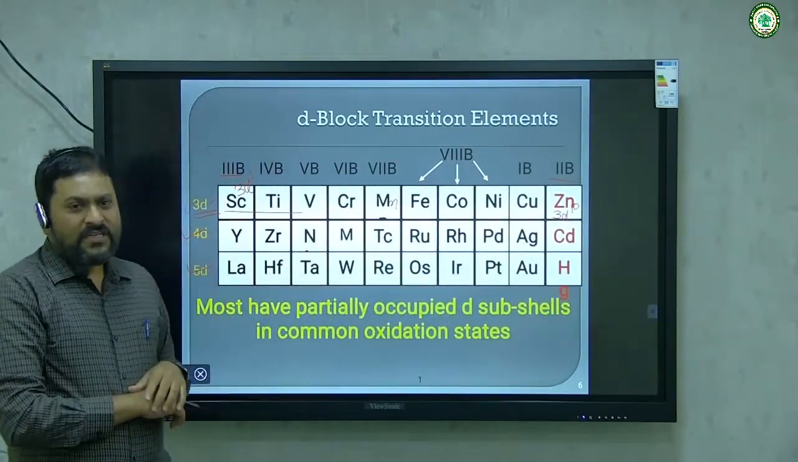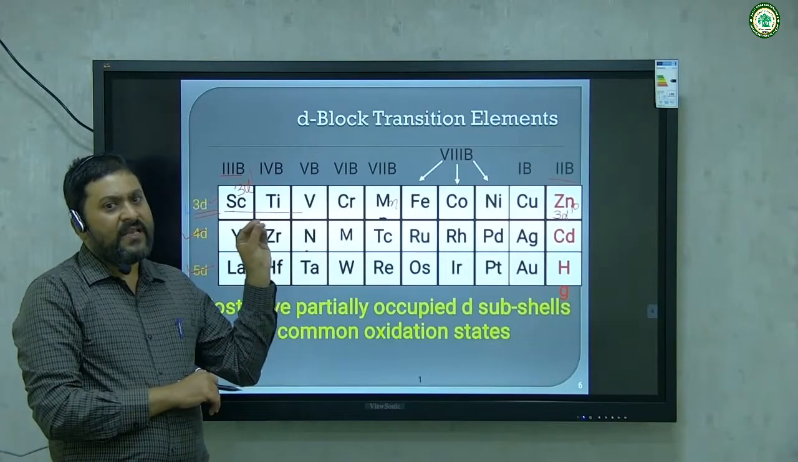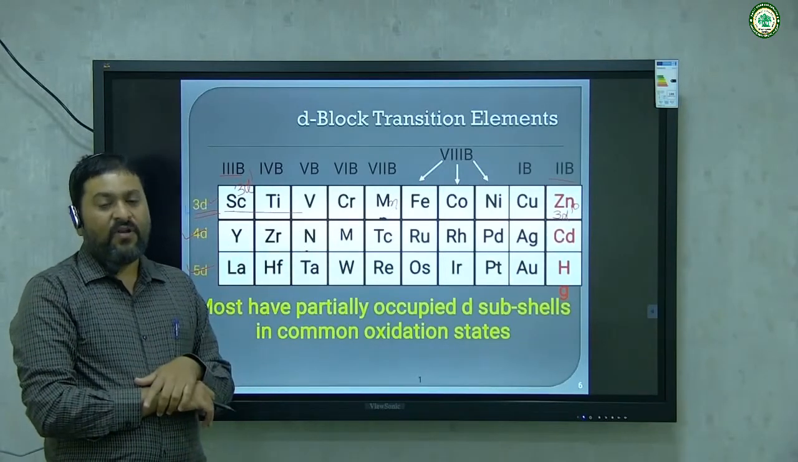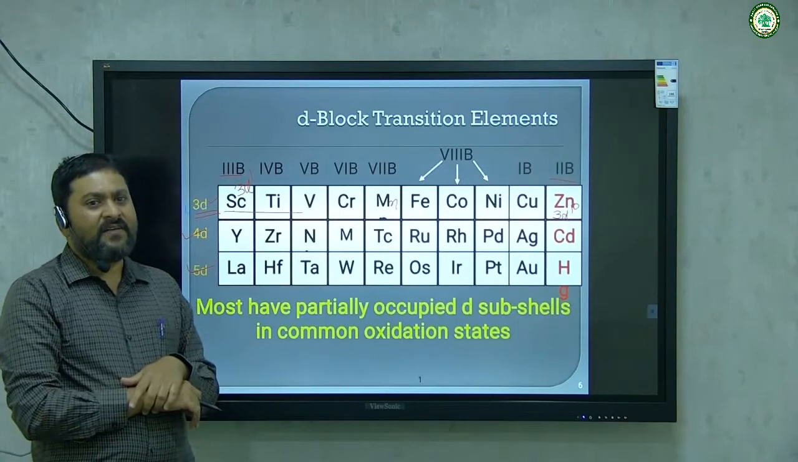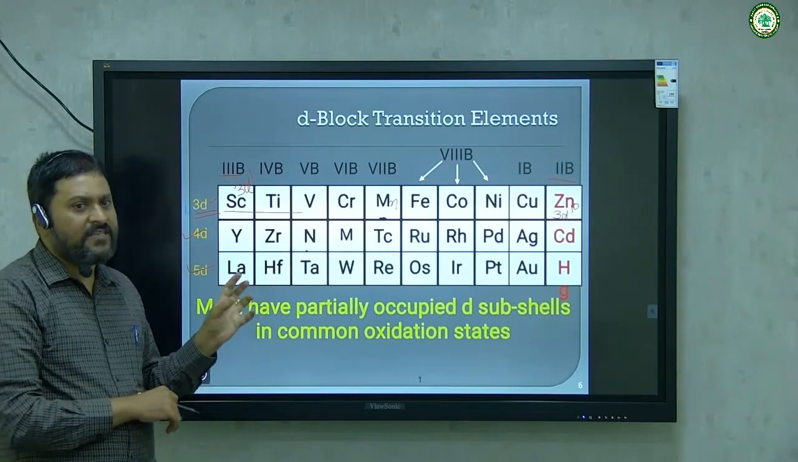Okay, we have to remember all the elements by their sequence. When we remember the elements by their sequence, then it is easy to write their proper electronic configuration.